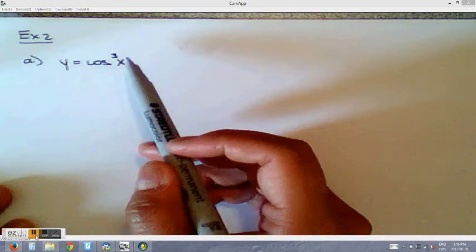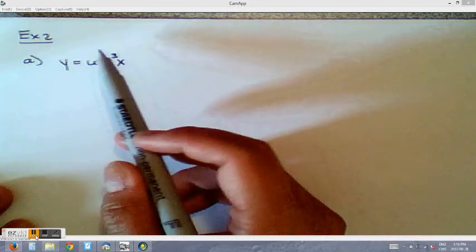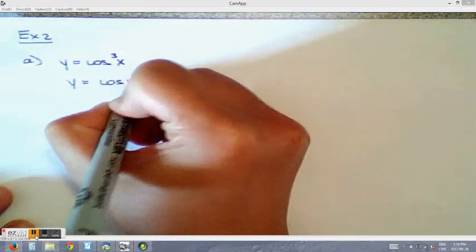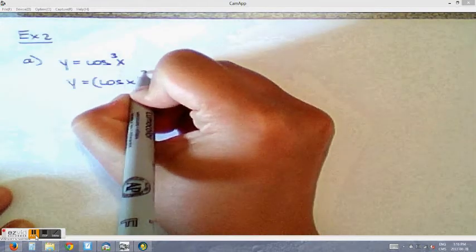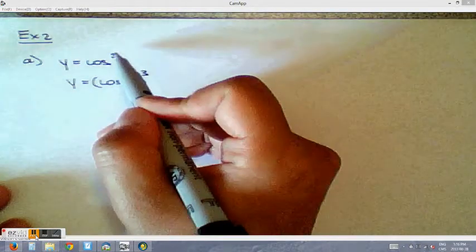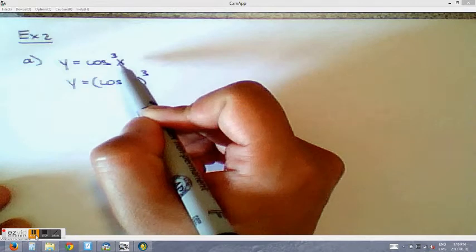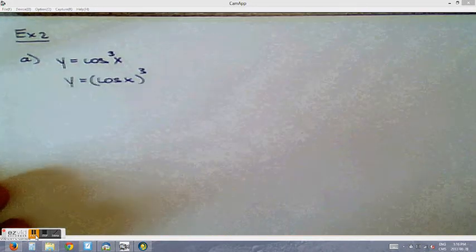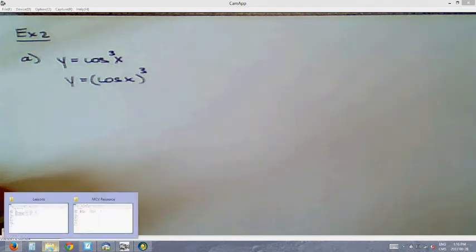Now, for those of you who have not seen this notation before, basically it's just a nicer way of writing it. It is also the same thing as saying cosine of x, cubed. It's just that they like to put the exponent up here. It doesn't mean that the x is actually cubed, it just means the entire cosine function is cubed. It just looks nicer. I think math people just prefer it.